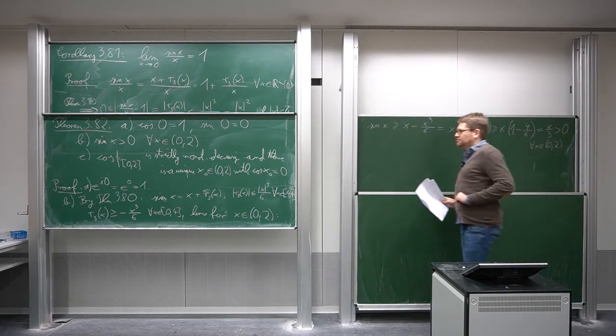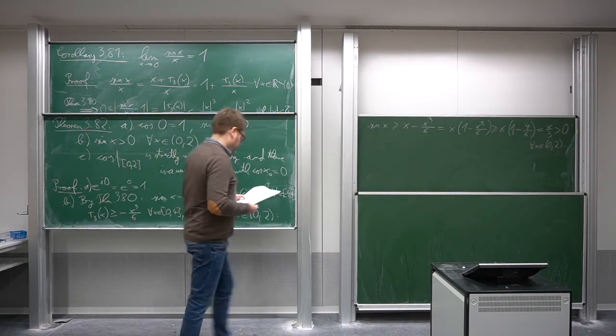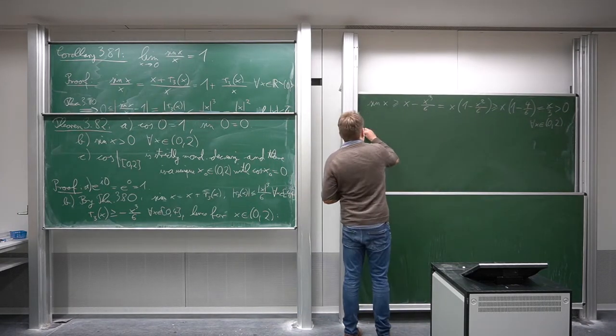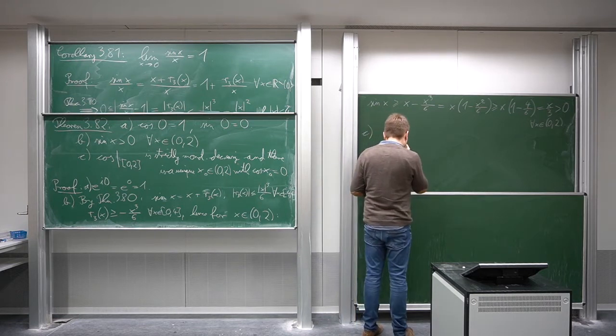So this shows the first part of the claim, the part B of the claim here. Okay, so the sine is positive there. And now part C requires a bit more work, so we need to show this monotonicity of the cosine.